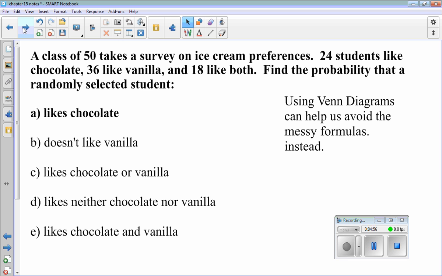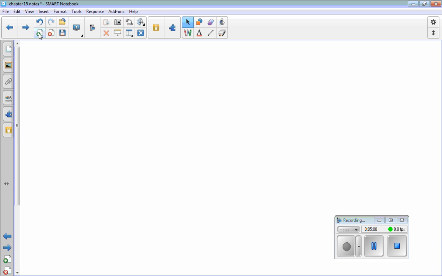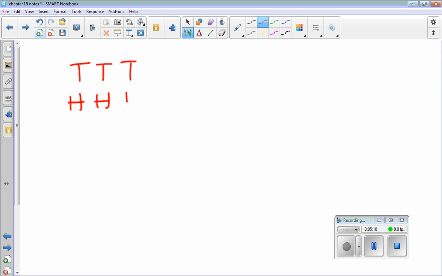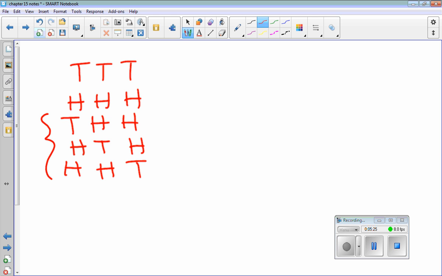Let me take a step back. When I talk about the sample space of flipping a coin 3 times, what I mean is, well, I could have all tails. I could have all heads. I could have a tail and 2 heads. That tail could now be in the second spot. That tail could now be in the third spot. So I have all tails, and this is all of my 1 tails. Next question.